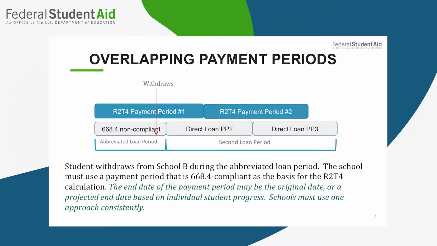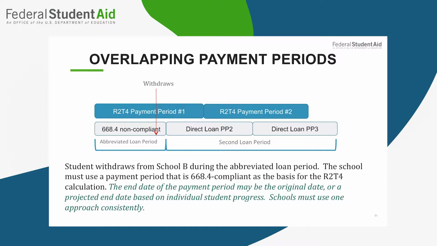Here's what we mean. Here's a graphic of a student that transfers from school A to school B, and this student is enrolled at school B. School B has several things going on here. We have the payment period number 1 and payment period number 2. That's the original enrollment pattern that's desired for the student. But there was an abbreviated loan period used in the first portion of the payment period that was needed to finish out the academic year at school A. So let's say the student withdraws while they are in this abbreviated loan period.